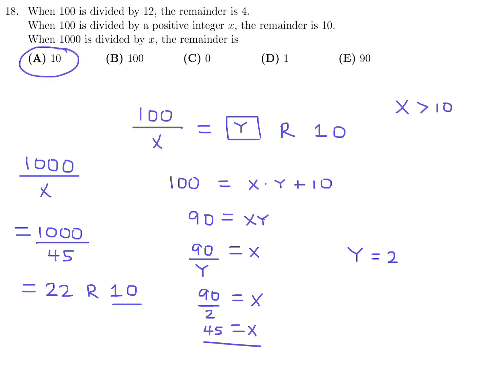And no matter what you chose for x and y, as long as the conditions match, you should be able to get the same remainder when 1,000 is divided by another value of x.